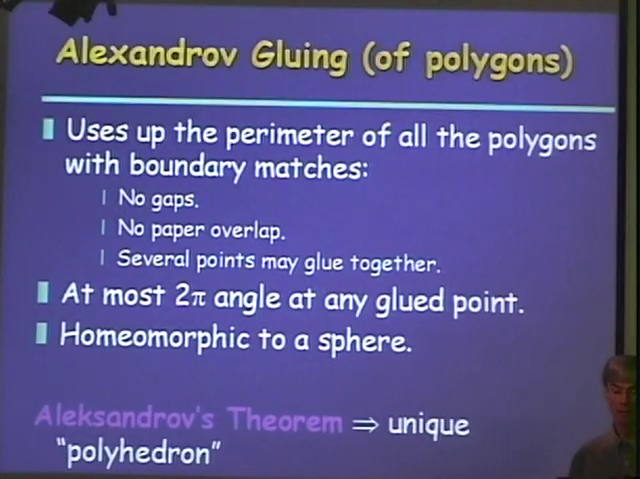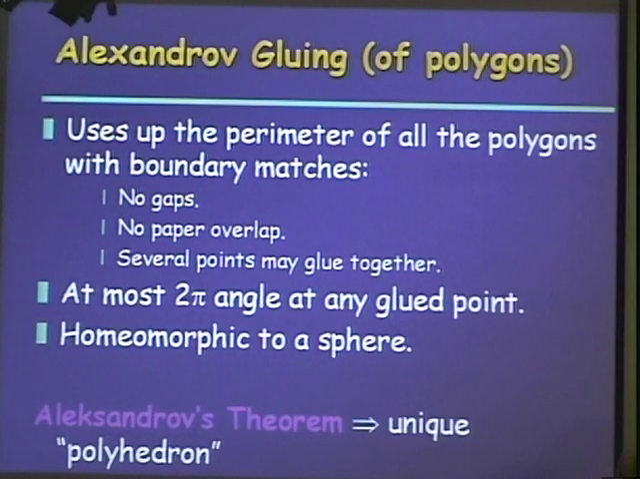So this is a key part of what we're doing, and I want to rephrase this. This is largely my own rephrasing, but I think it's in the spirit of Alexandrov, because a lot of his proof techniques involve what he called gluing. So I'm calling this Alexandrov gluing. Imagine you have a set of polygons. You're going to glue them together in the following way. You have to use up the perimeter of all the polygons by matching point to point the boundaries. You leave no gaps. You have no paper overlap. So this is different from what Eric was talking about, wrapping polyhedra. We're not going to do that. Everything has to merge.